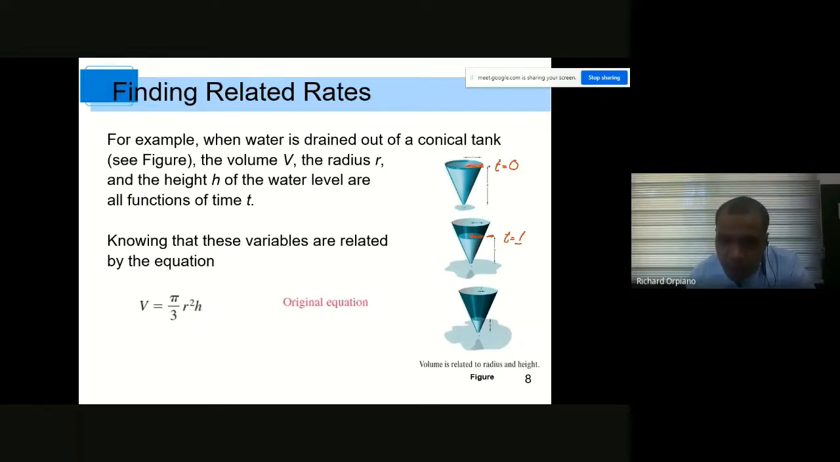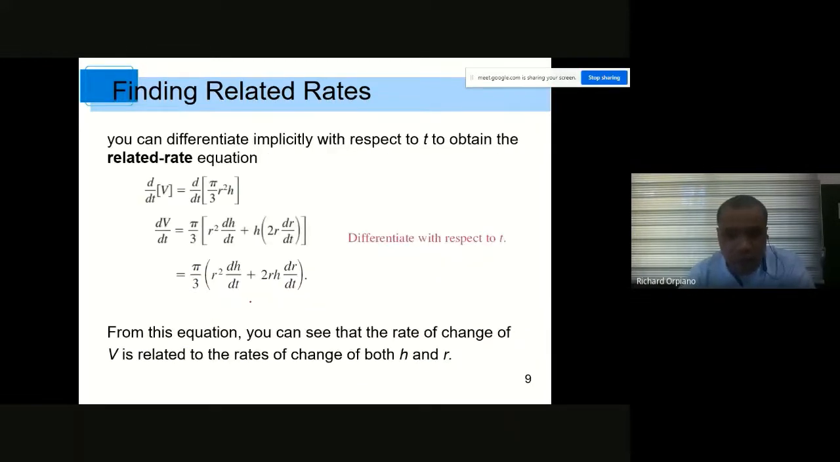Yung height niya is nagbago na rin. This is the height. This time, ito na yung height niya. So, at time 3, halos wala na laman. Ito na lang yung height niya. Ito yung radius niya. Okay, so nagbabago siya. At ang kailangan natin para malaman yung data is by using the formula ng cone. So, volume is equals to pi over 3 r squared h. Okay, so to proceed, ito yung topic natin.